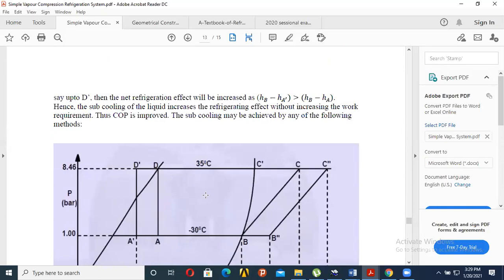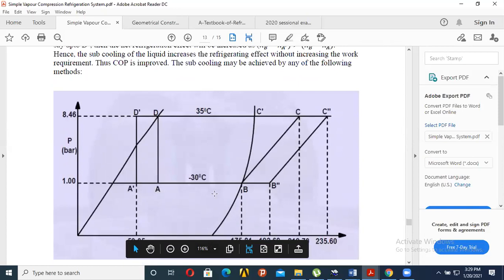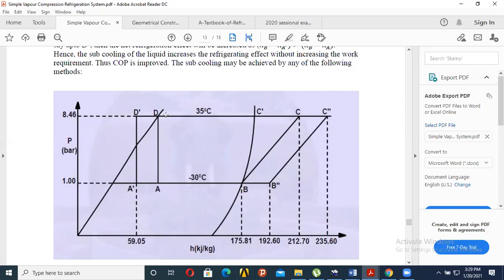So look at this. This is a normal pH diagram. It is A, B, C, D. That's the normal cycle. But when we subcool, we reduce further the temperature of the liquid coming from the condenser. We reduce it further by passing it through a heat exchanger. So it will no longer leave the condenser at point D, but at point D prime, meaning it will leave at a lower temperature, not at 35, but lower.